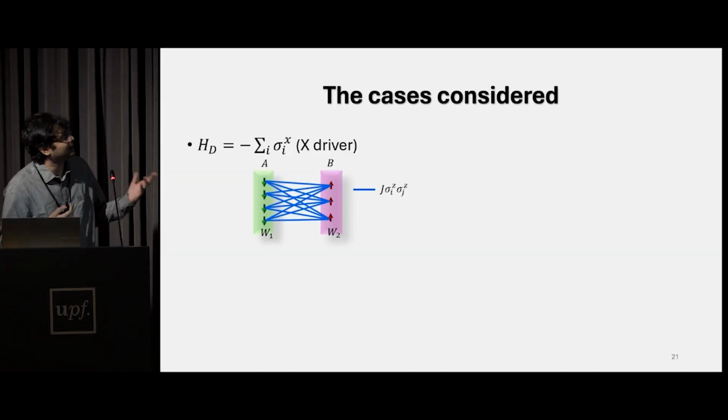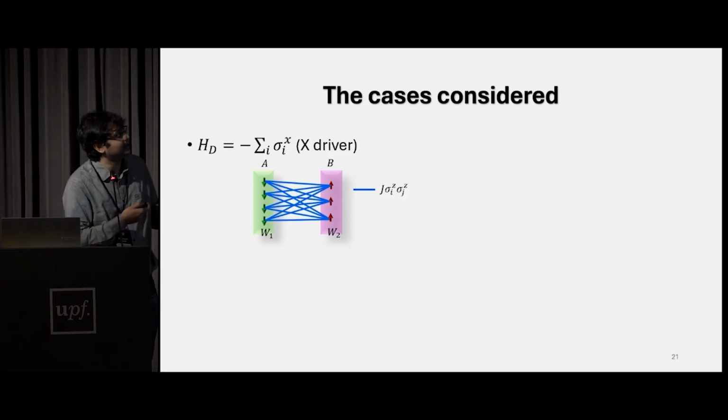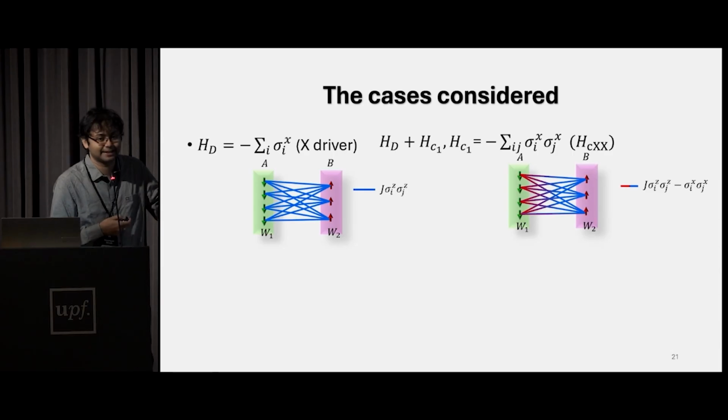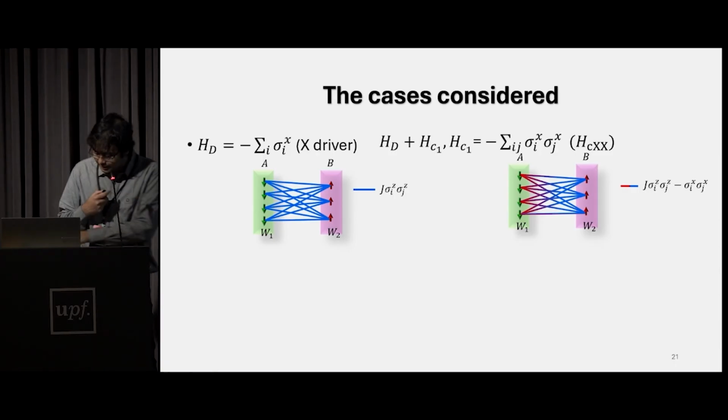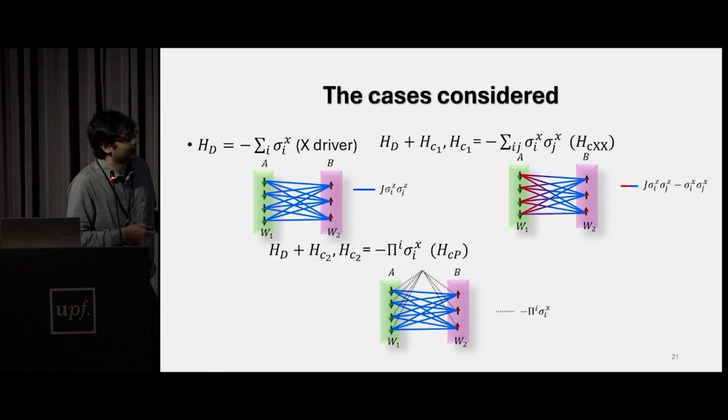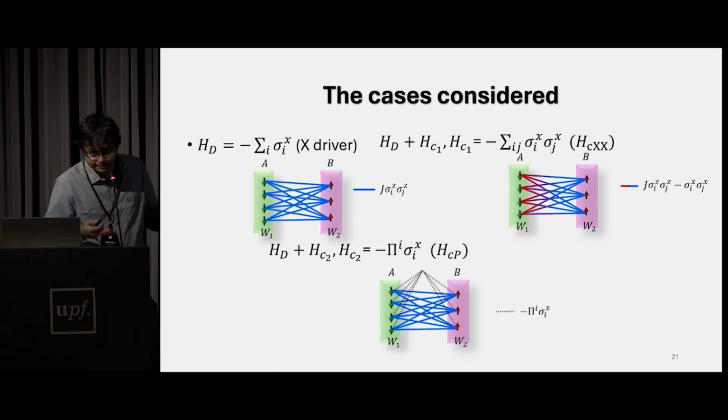So for that, I'm going to consider 3 situations. One is the vanilla annealing, where you just have the X driver. Then you have something called an XX catalyst, where you add an XX interaction on each of the bonds where you have the ZZ interaction. That's why you have 2 colors here. And another scenario where we add the perfect catalyst, which is connecting all the spins and flipping them all together at the same time. We call this the product catalyst because it is the product of sigma x's.